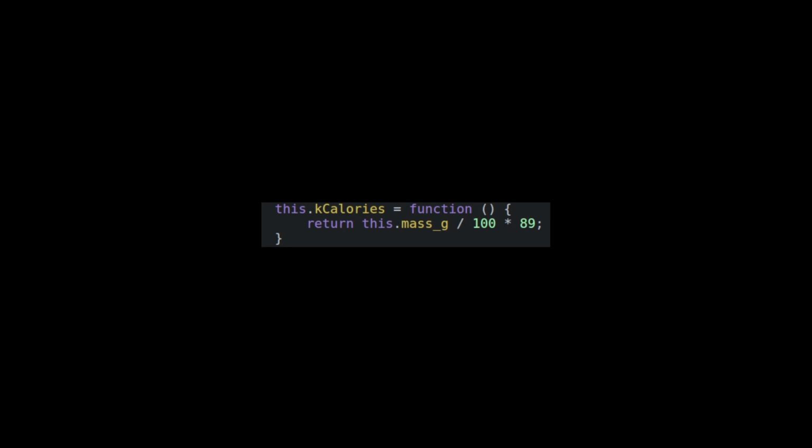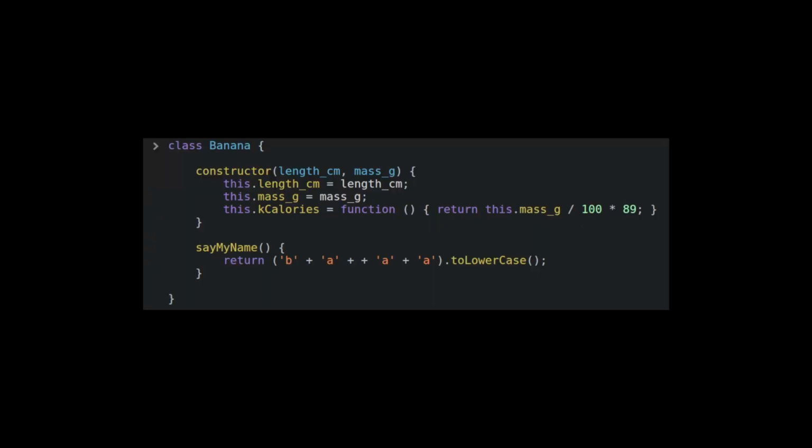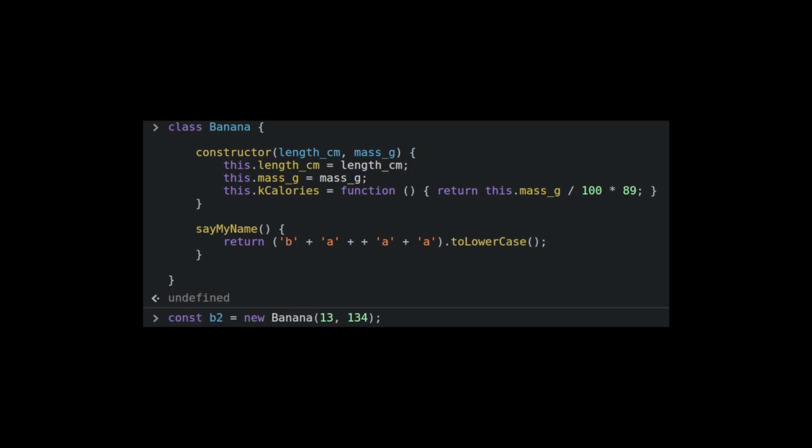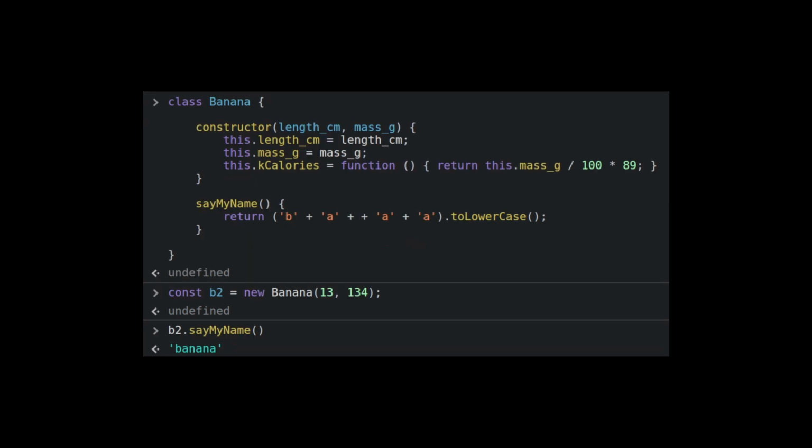We defined a function property to compute the calories of a banana, but we can also define methods, which are functions associated with a class. Let's define a simple method called semi-name that will print banana. Let's create a new object with this new class. And we can call the method like a function property.